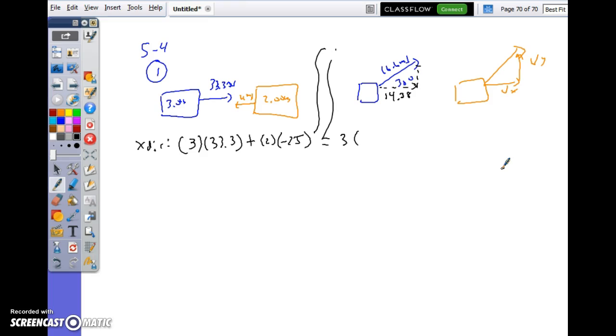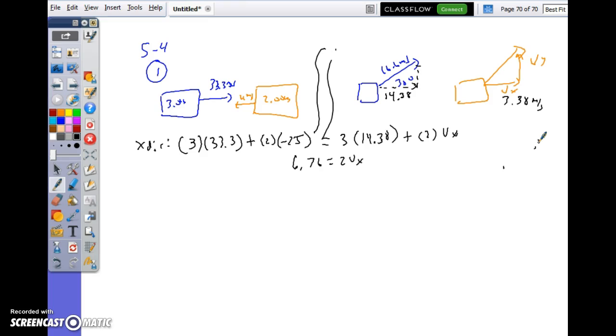So 14.38 or 37, that's the x direction times the mass. Plus, I've got 2 times velocity in the x direction. Can I solve velocity in the x direction? Yes, I can. So 3 times 33.3 minus 50 minus 3 times 14.38 gives me 6.76 equals 2 Vx. Divided by 2, I get 3.38 in the x direction.